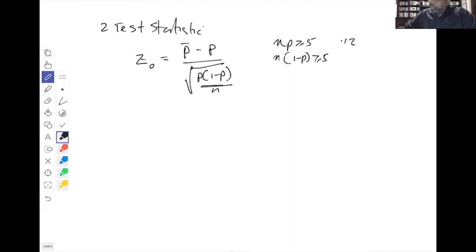So 0.12 times our sample size in this problem, which is 380. 12% of 380 we know is definitely greater than 5, because 10% of 380 is 38. So therefore 12% would be larger. So that's definitely greater than 5. And then 88% of 380 would also be greater than 5. So the condition is satisfied and therefore we could use the normal approximation to the binomial. So that's our test statistic.